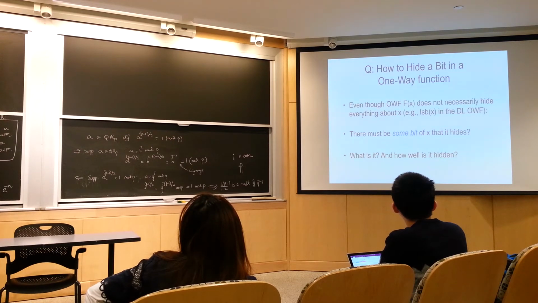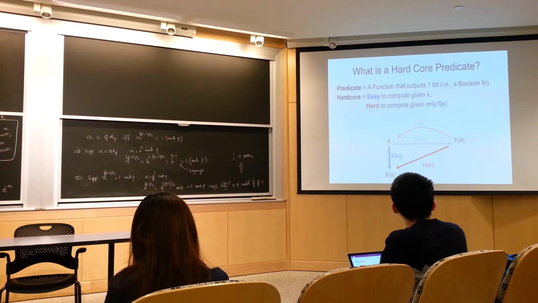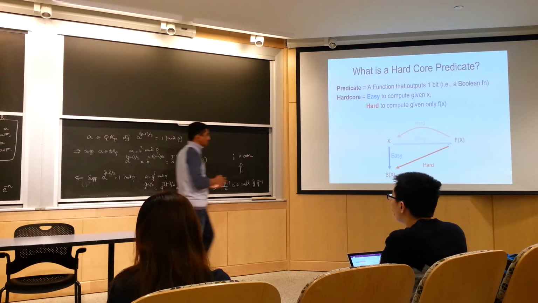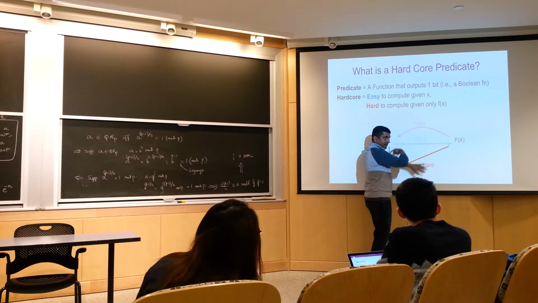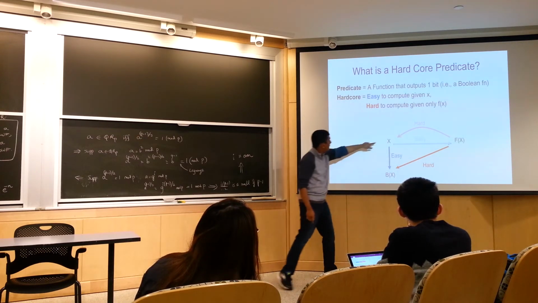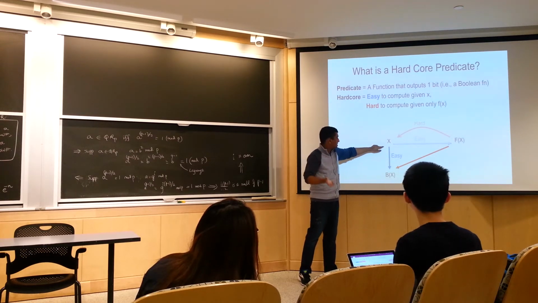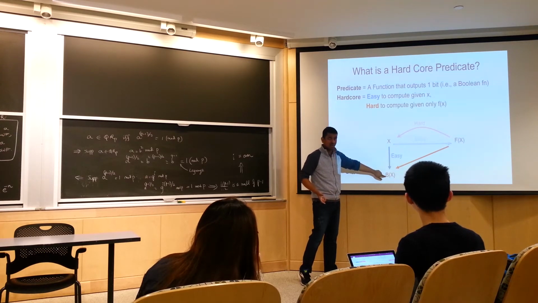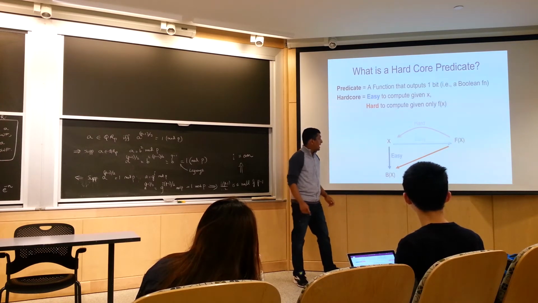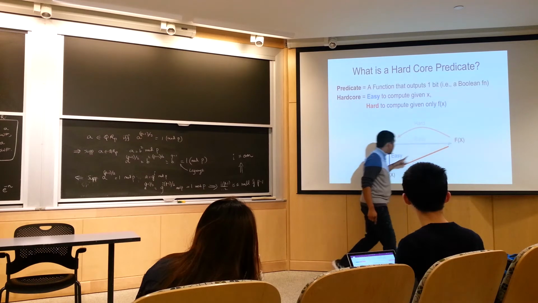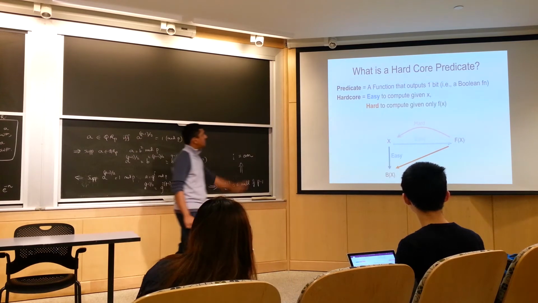Before we get there, let's define the notion of hardcore predicates. So what is a hardcore predicate? A hardcore predicate is associated with a one-way function. Remember, a one-way function is this: given x, you can easily compute f(x), but it's hard to go back. A predicate is simply a function that outputs one bit. It acts on x and outputs b(x), so b is the hardcore predicate. It is easy to compute given x, so b is a polynomial time computable function. But given f(x), it is very hard to compute.